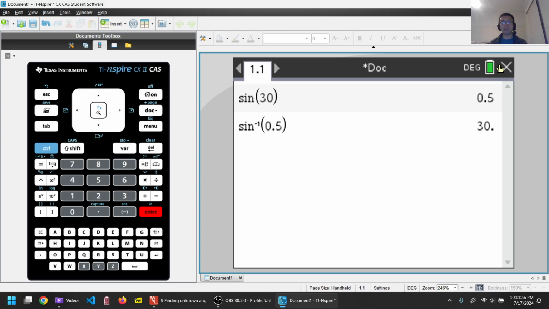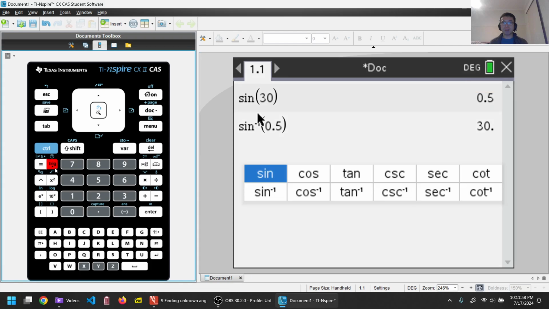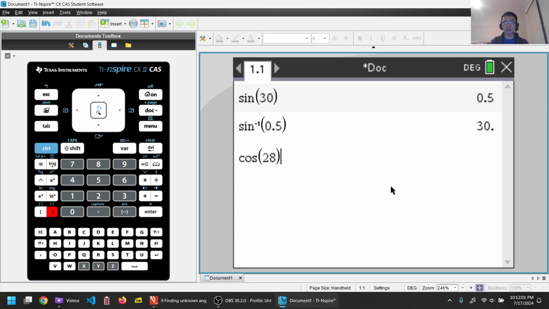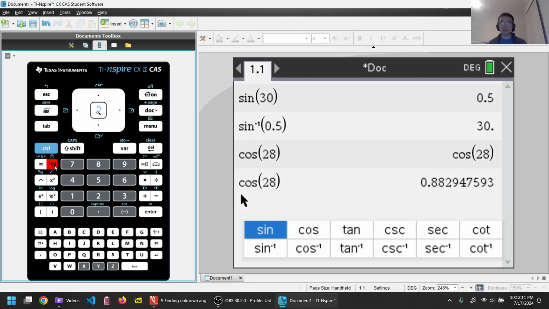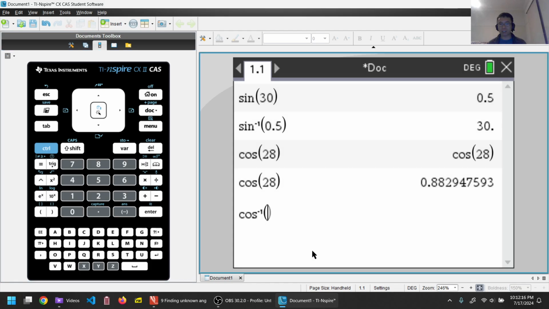All right, let's do something a bit different. Let's imagine I gave you cosine of 28, and I asked you to calculate that. And I get 0.8829. Now, if I find the inverse cosine, or cos minus 1, and type in this number, let's see what we get. We get back to 28.